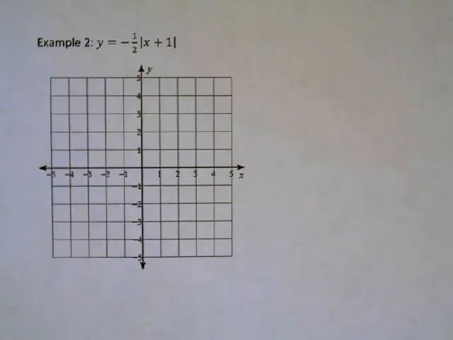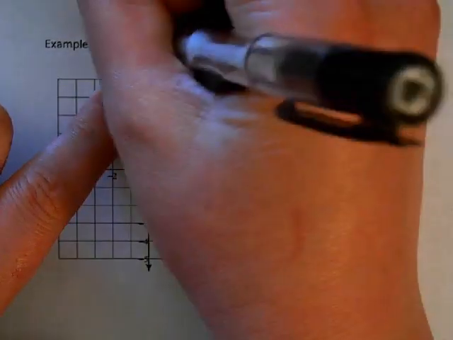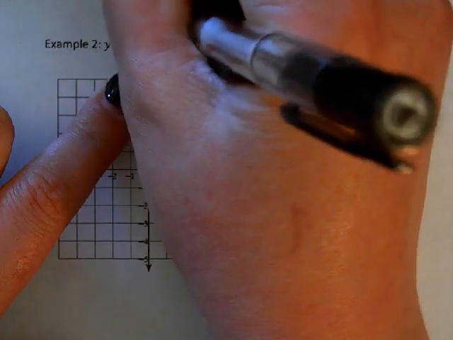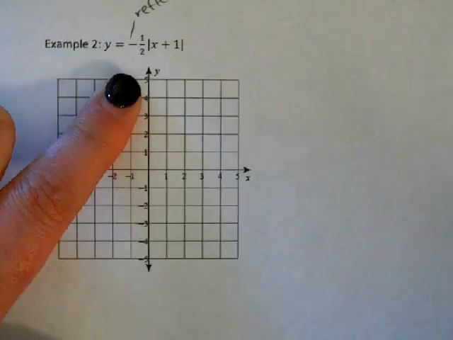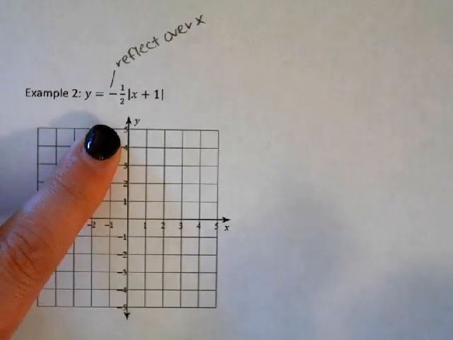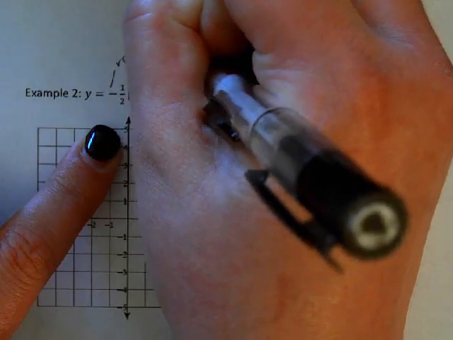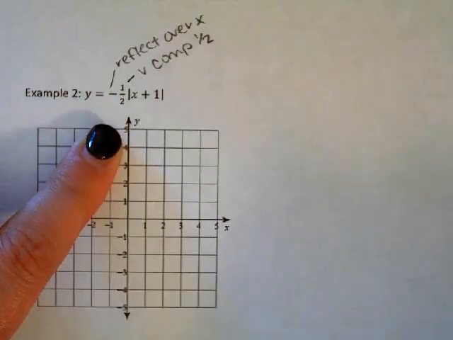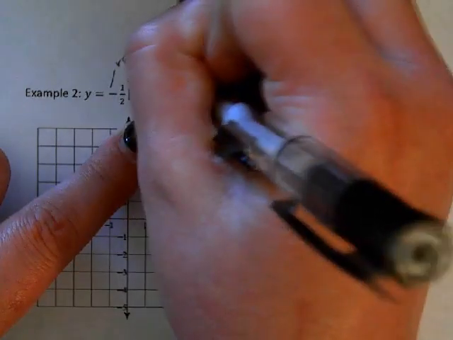So can somebody tell me what were the transformations that we had done in example 2 before the video was done? Yes. Okay. What else? Yes. Okay. And then one more? Yes. Left one.